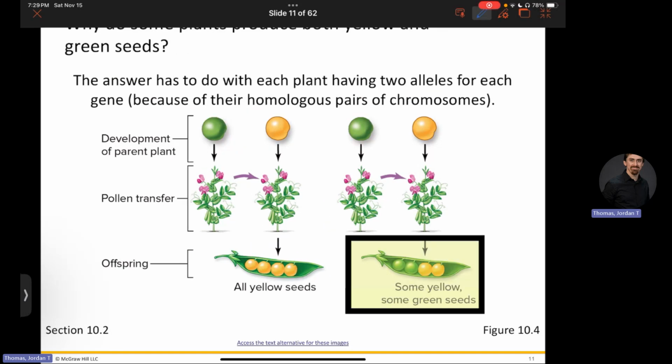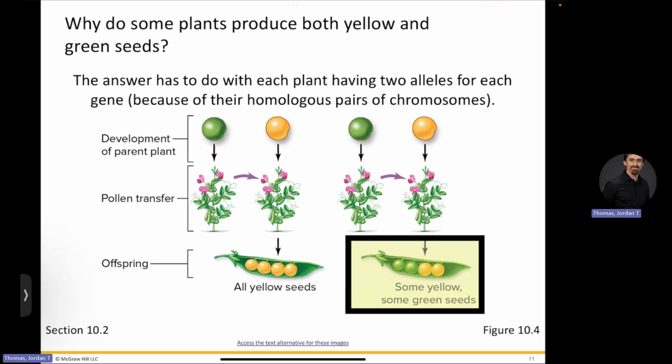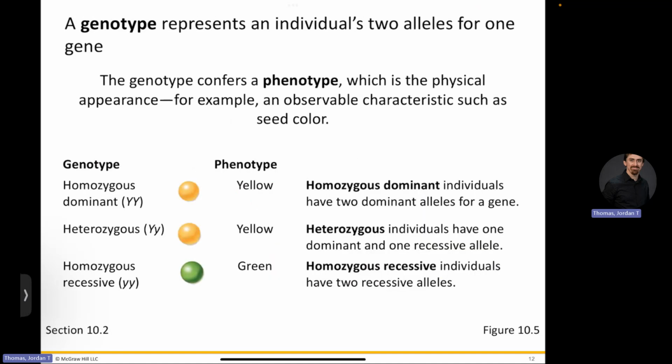So, why do some plants produce both yellow and green seeds? This is what I kind of hinted at. The answer has to do with each plant having two alleles for each gene because they're homologous pairs of chromosomes. Remember, a diploid cell has homologous pairs of chromosomes. Each chromosome has the same gene, but they're going to have different alleles for that gene. And that's what's going to help us determine why sometimes the seeds produce both yellow and green seeds.